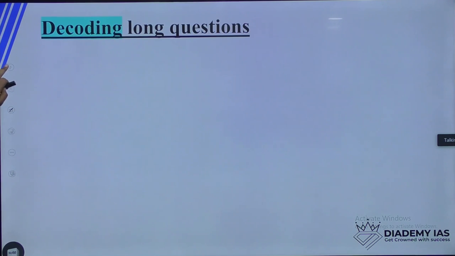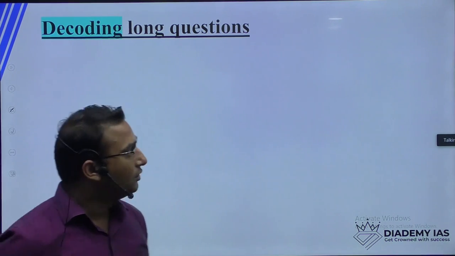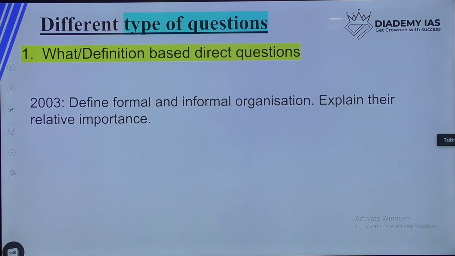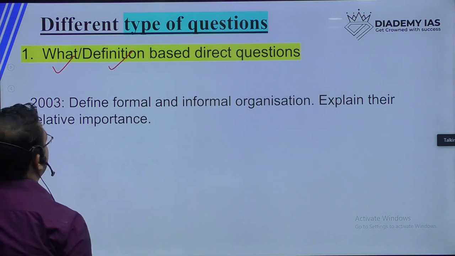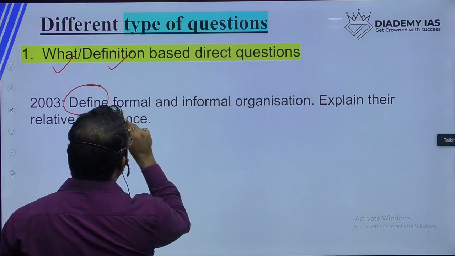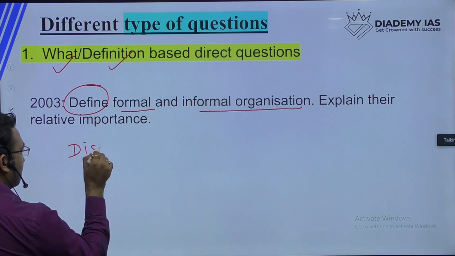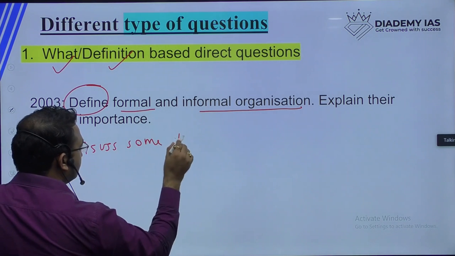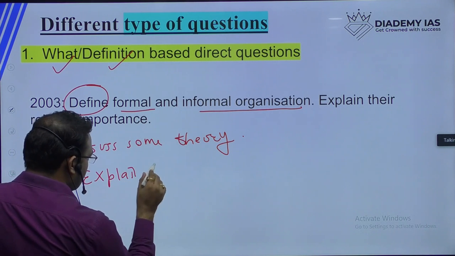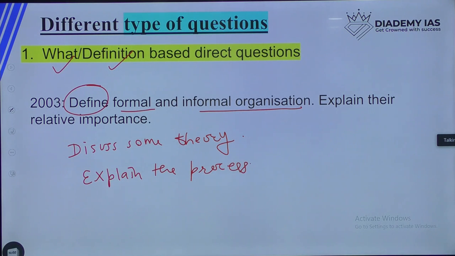First of all, decoding the question. Understanding the question actually. How to decode the question. So we can divide the question into five categories. The first category is direct questions, definition-based questions. In this, they will ask questions like define, okay, define formal and informal organization, or they will ask you to discuss some theory. Explain the process. So these are direct questions. Here you have to just write whatever they are asking, right?